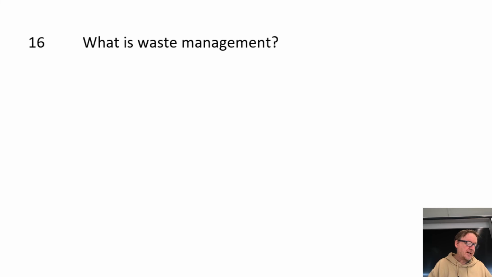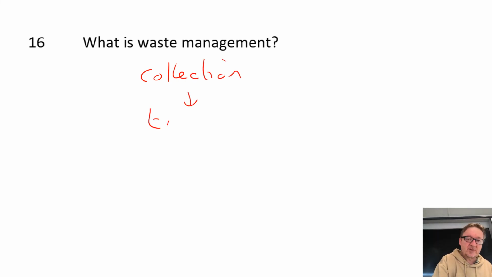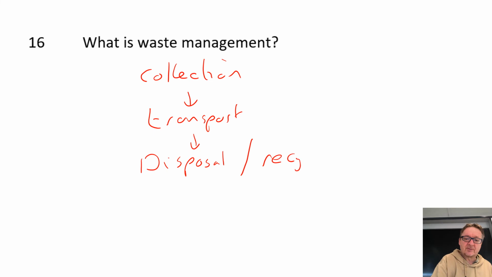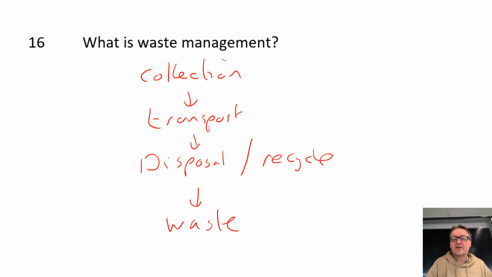What is waste management? Waste management goes in the form of collection. So we collect it, then we transport it to wherever we want to put it, then we dispose of it, or at the same time we recycle. And that then leads to our waste. So waste management's really got 3 points. It's got collect it, transport it, do whatever you want to do with it.